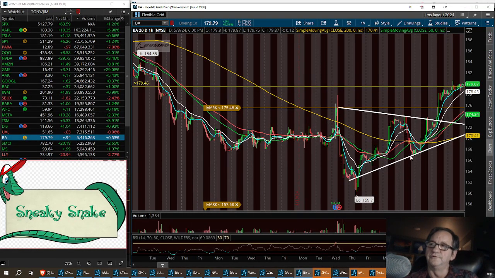Inverse head and shoulders. 1, 2, 3, 4. I'm out of the trade. I'm out of this trade at the sweet spot. 5, I'm going to get out of the trade. I'm not going to take any more chances. I'm going to save my money. At 3 and 4, I'm going to make more. At 5, I'm going to take a dive.